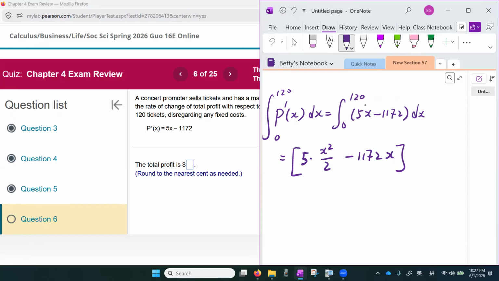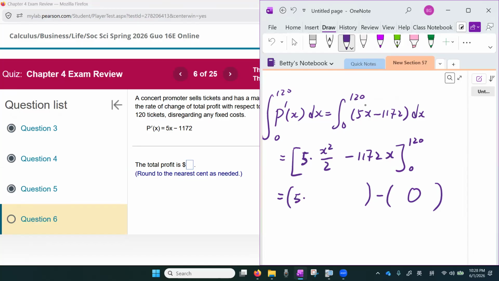This is the way I process a definite integral. Put the upper limit here, lower limit here. And I'm going to have a difference of 2 parentheses. In the first parentheses, we will have the value of the function in the bracket at x equals 120. In the second parentheses, we have the value of the function when x equals 0. So we know here's 0, right? Don't have to worry about the second parentheses. We only need to plug in 120.